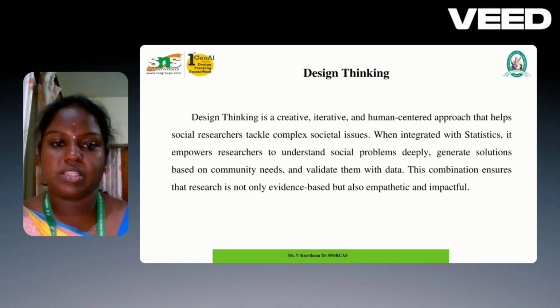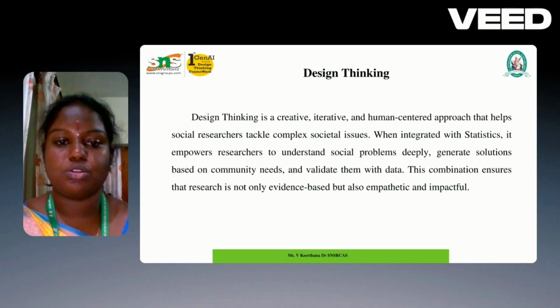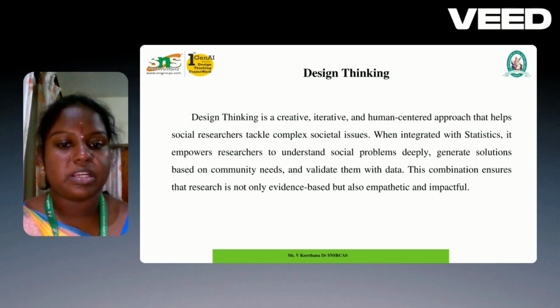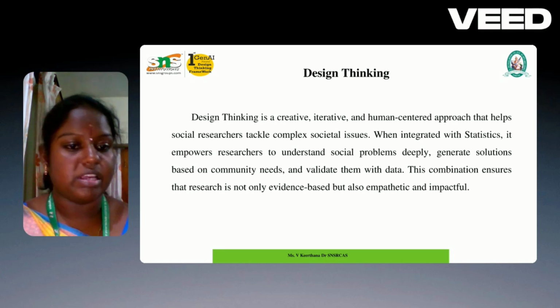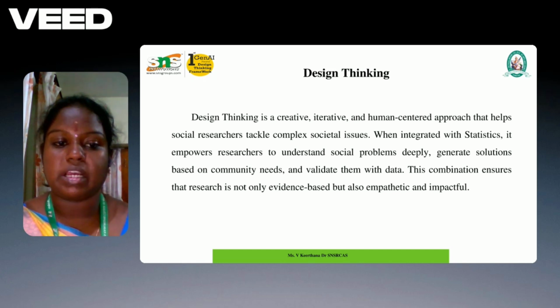So, first we can see what is design thinking. Design thinking is a creative, iterative, and human centered approach that helps the social researchers tackle complex societal problems. So, when integrated with statistics, it empowers researchers to understand social problems deeply, generate solutions based on community needs, and validate them with data. This combination ensures that research is not only evidence based but also empathetic and impactful.